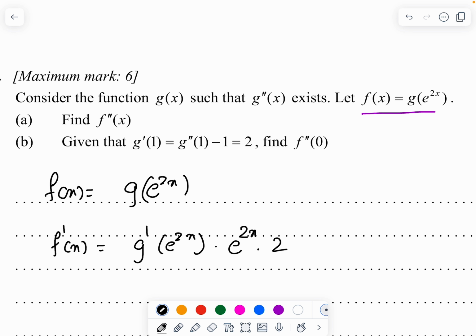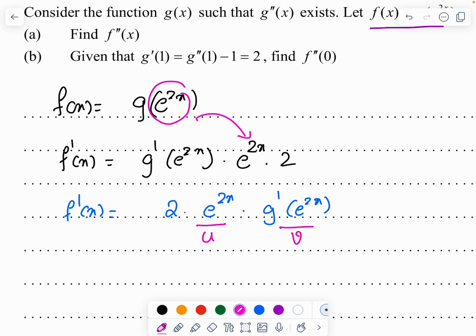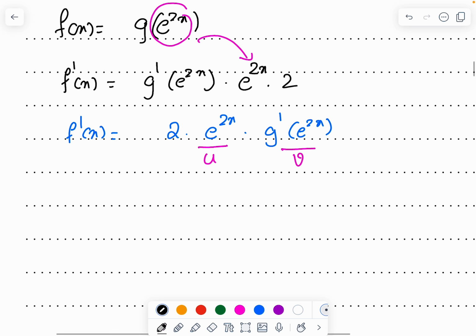Chain rule. This e power 2x derivative is over here, e power 2x times 2. This is f prime x. Now f prime x can be written in the standard form as 2 times e power 2x times g prime of e power 2x. Now this is u and this is v. So again product rule. So f double prime x will become 2 remains as it is, e power 2x.